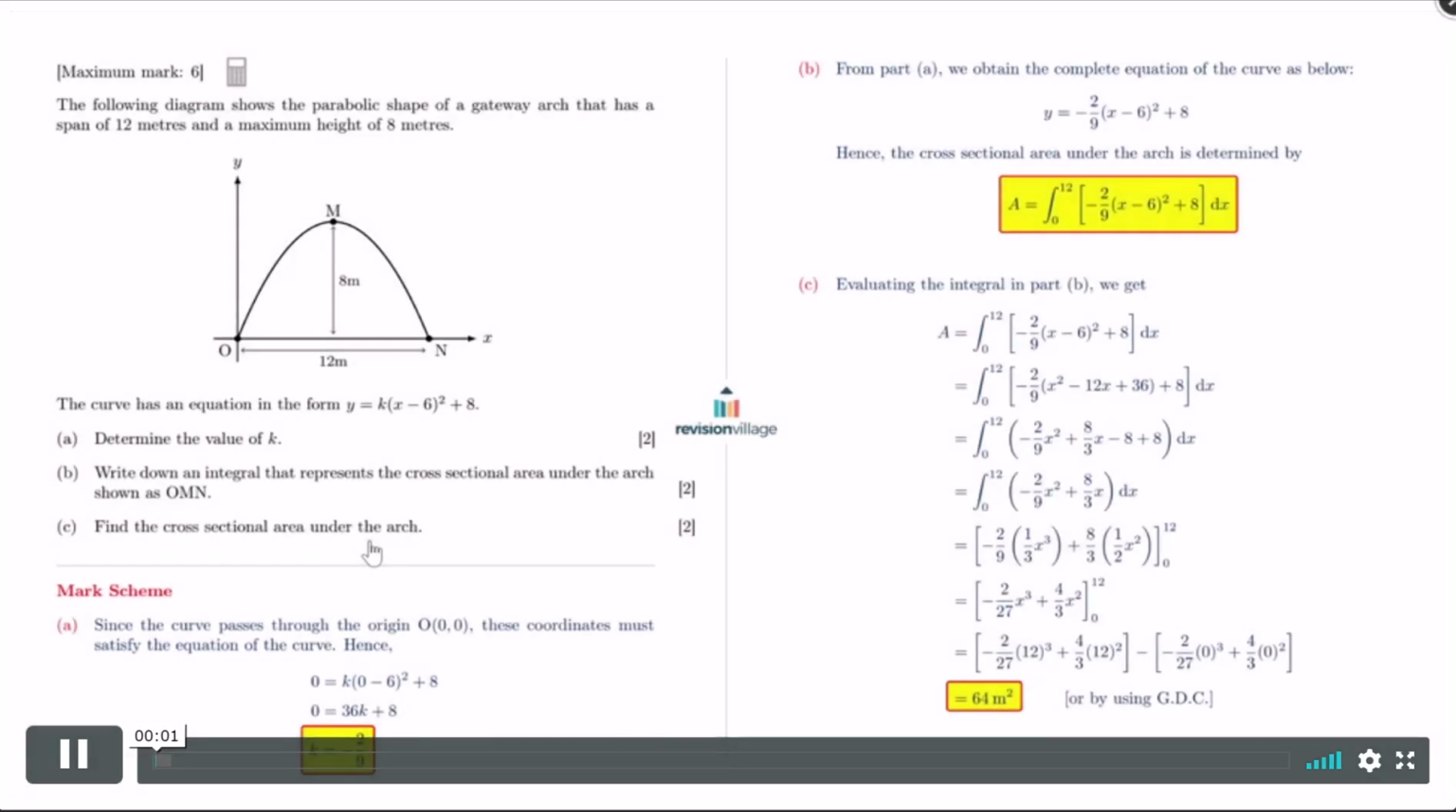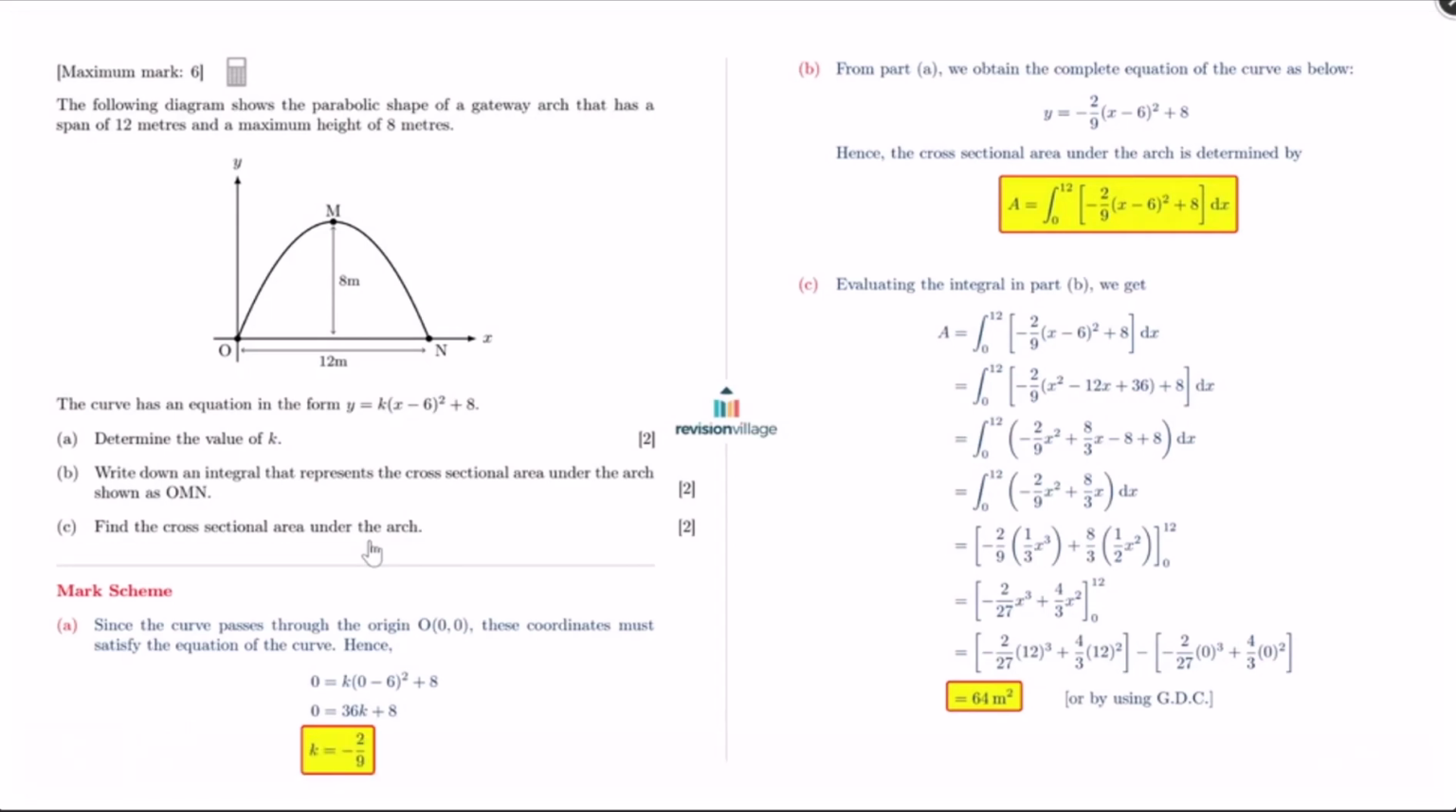Part C asks you to find the cross-sectional area under the arch. In other words, we need to evaluate the definite integral that we found in part B, which is the area underneath this curve and bounded by the x-axis. Simply put, we need to find out what this definite integral is equal to. You can do this in 3 different ways. Two of them use your calculator, one in the normal calculator screen and one in the graphing section. I'm about to show both. The third way is to do it by hand, which is what I've shown here, and I'll show that at the end of this video.